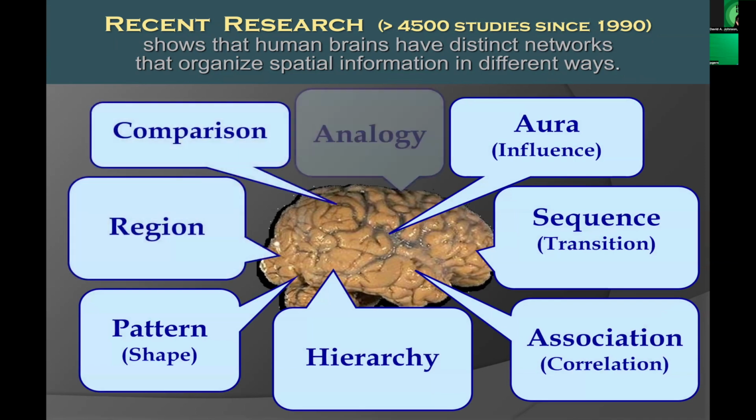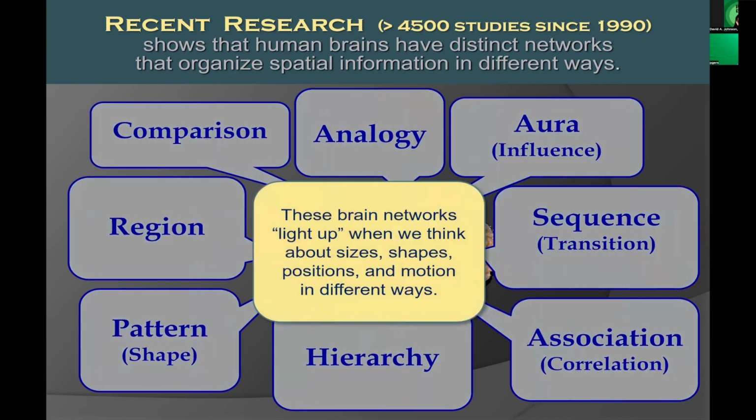I'm going to run across these words a dozen more times from now, so don't try to write them all down now. This is available as a handout on the website that we'll show you later. These different brain networks are all the way from above your left eyebrow to the back of the right-hand side of your head. They're in different places, and they light up when we think about sizes, shapes, positions, motion, and other spatial ideas in different ways.